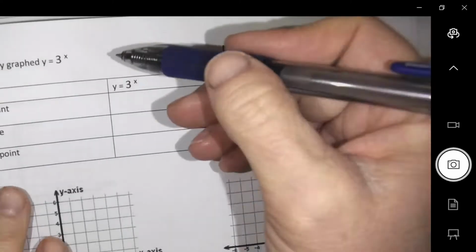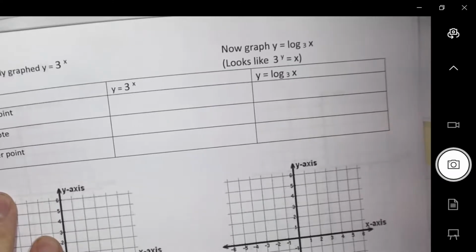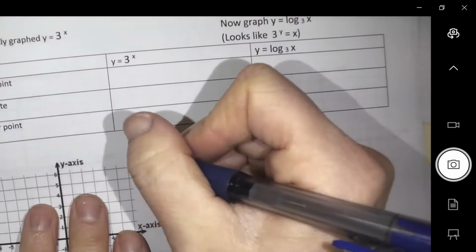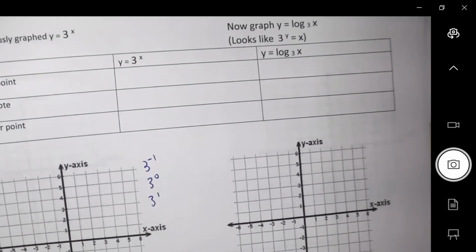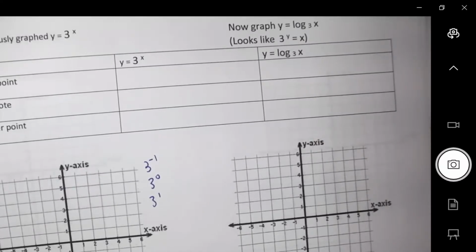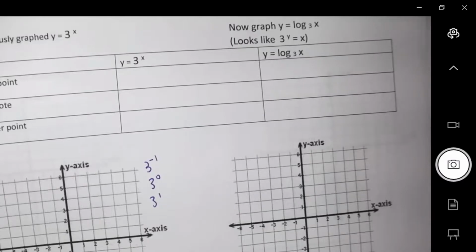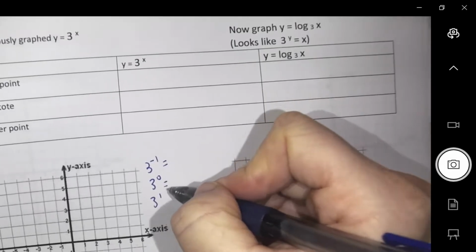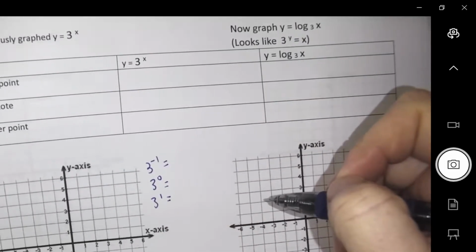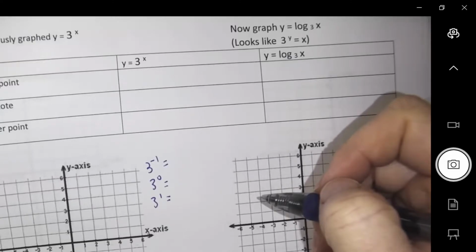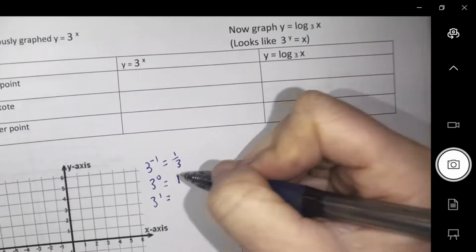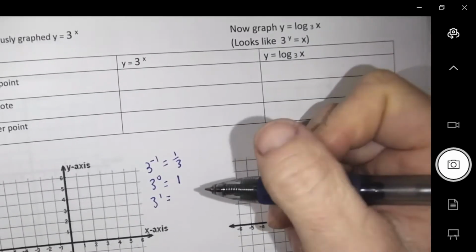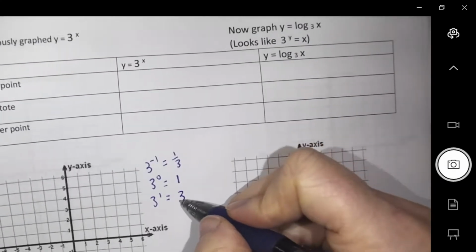Okay, so I'm going to graph y equals 3 to the x, which is an exponential function. When I start this, I always do the same thing. That's what I do every time. 3 to the negative 1, 3 to the 0, and 3 to the 1. I pick 3 exponents to put in. What is the result when you do 3 to the negative 1? 1 over 3. Anything to the 0 is 1. And anything to a 1 is itself.